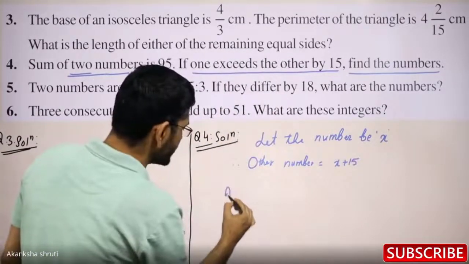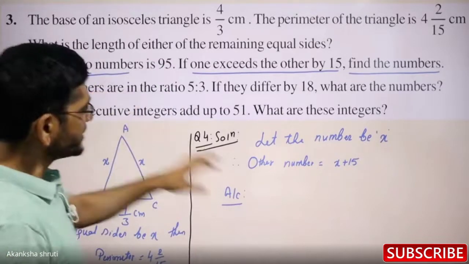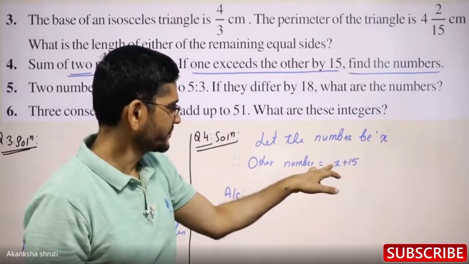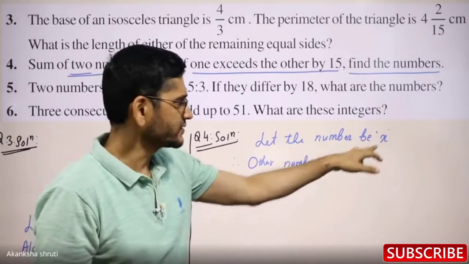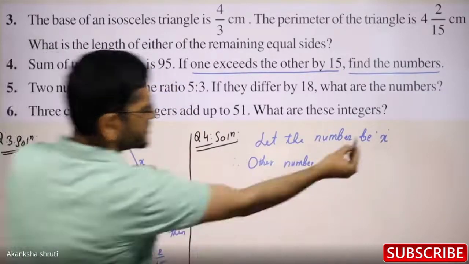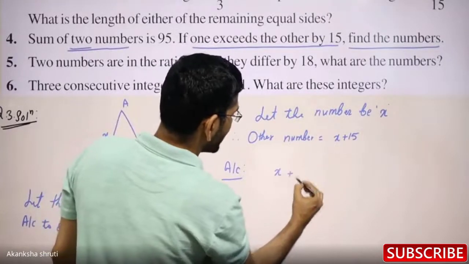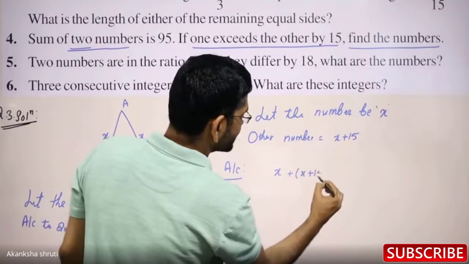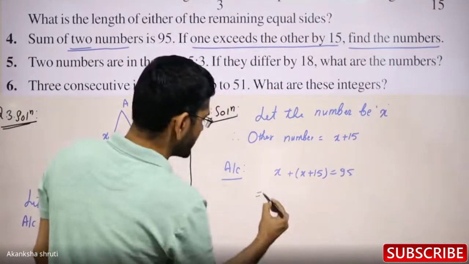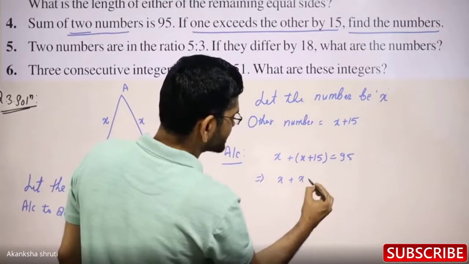Now according to the question, the sum of these two numbers, one we have assumed as x, the other becomes x plus 15. So these are the two numbers. It is given that the sum of the two numbers is 95. Then according to the question, x plus x plus 15 is our 95. It's that easy. So go for simplifying it. Remove the bracket.